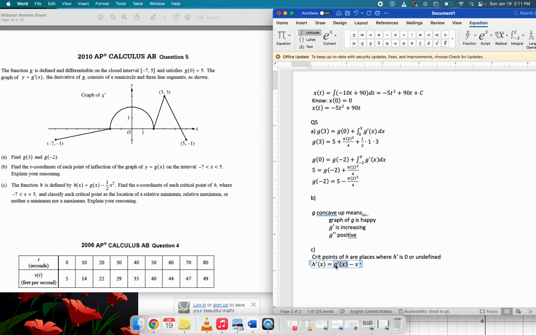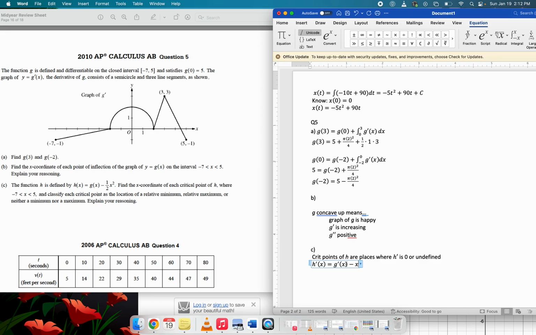No, it's defined everywhere. You might be tricked into thinking, oh, there are these corners. If there are corners in this graph, that means the derivative of this graph is undefined at those locations, but that would be g double prime. You see what I'm saying? G double prime is definitely undefined here and here and here because those are all corners. But I don't care about that. I'm asking, where is h prime undefined? And h prime only involves g prime, not g double prime. So this thing's defined everywhere.